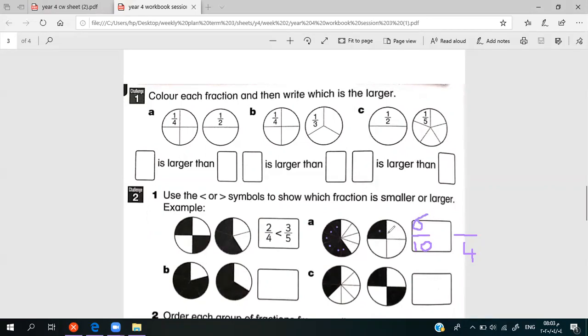What about here? It's only one part shaded. With your eyes, is it bigger to take 6 from the 10, or to take 1 from the 4? Definitely to take 6 from the 10.